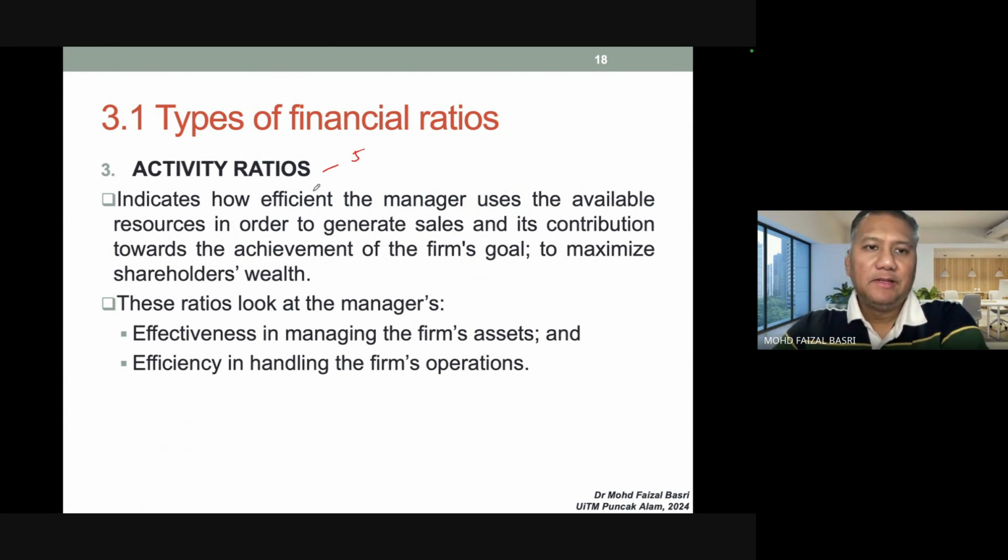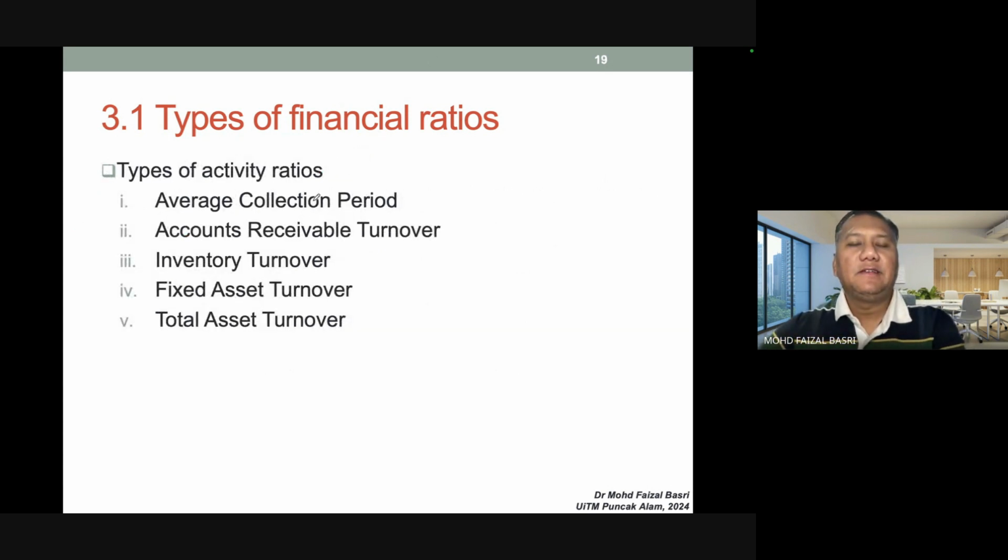The ratios will tell us how efficiently the managers utilize all the available resources. Usually when we talk about resources, we look at the assets, in order to generate sales. Sometimes activity ratios can also be called effectiveness or efficiency ratios. We want to see how they manage the assets and how they maintain their expenses too. Right. So the 5 types of ratios are average collection period, accounts receivable turnover, inventory turnover, fixed asset turnover, and also total assets turnover.